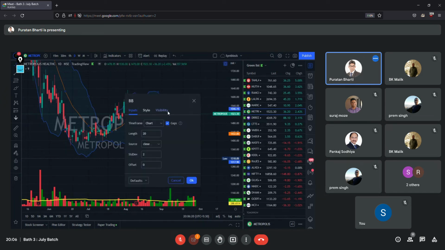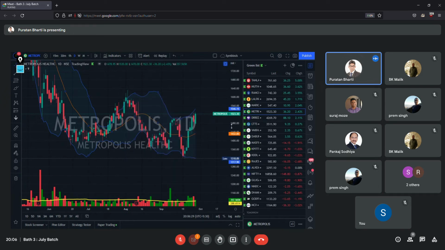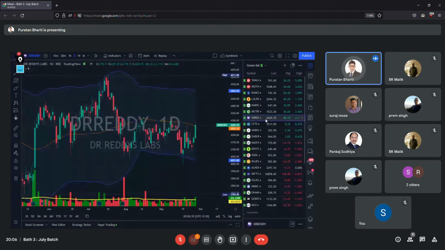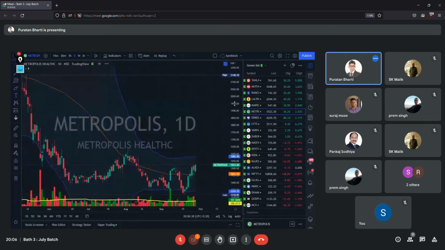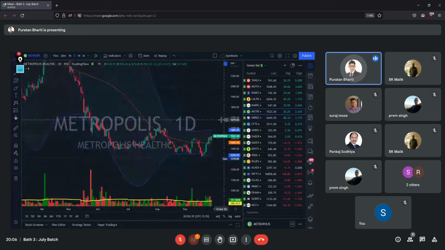Okay, great. So I think now I'm gonna show you some settings here on a Bollinger band. You can change the number of days. So 60 days is like 3 months. This is how it looks. Let's look at Dr. Reddy's, how it looks like. Let's look at Metropolis. So you are looking at it over a different period. Now the band has contracted and is expanding.